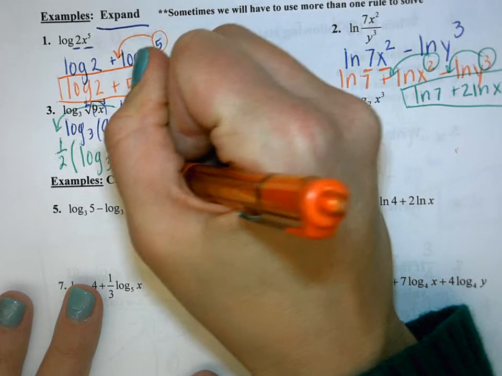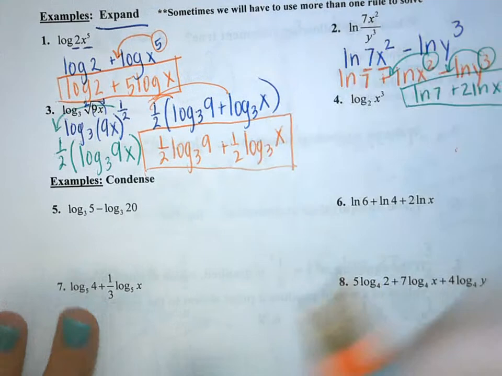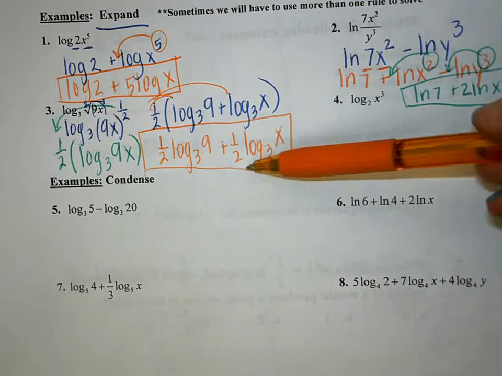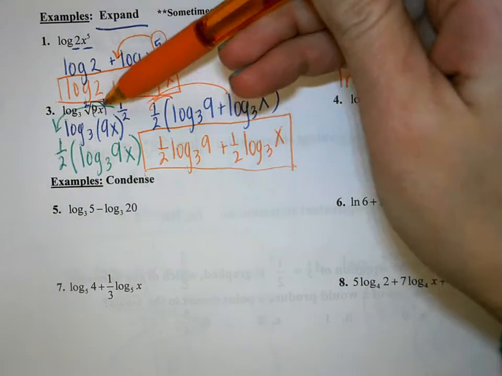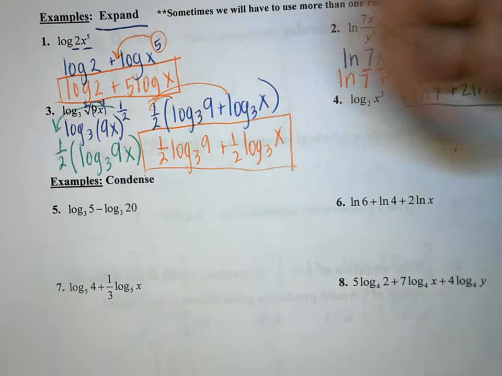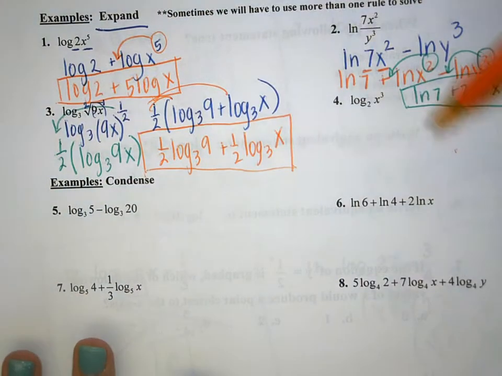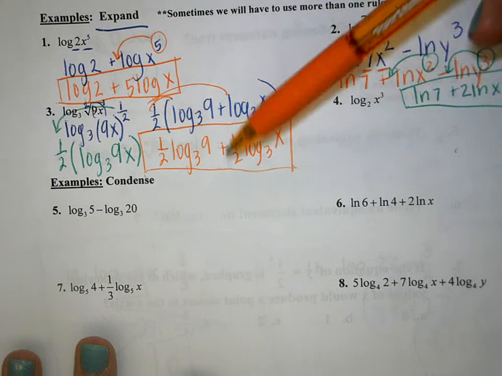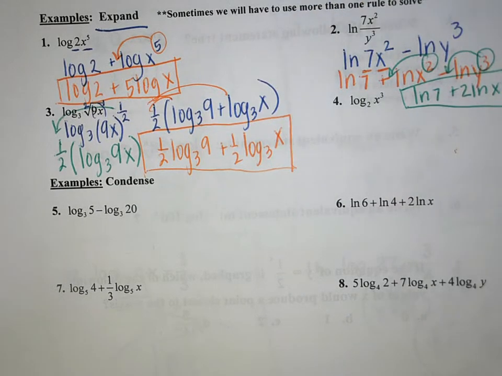And that's my answer. And the reason why both of them have the 1/2 is because the 1/2 was originally over the 9 and the x. It wasn't just with the x, the square root was over both the 9 and the x. So that 1/2 has to go with both the 9 and the x.